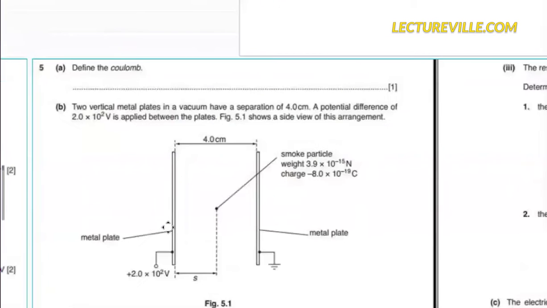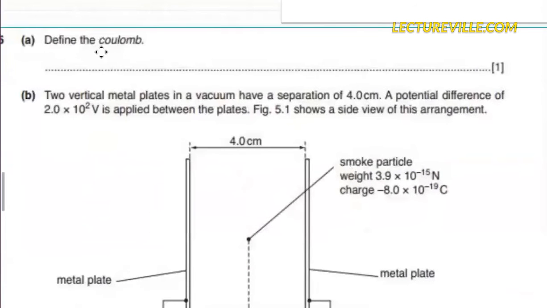Define coulomb. Coulomb is a unit. So to define a unit, we also use unit.